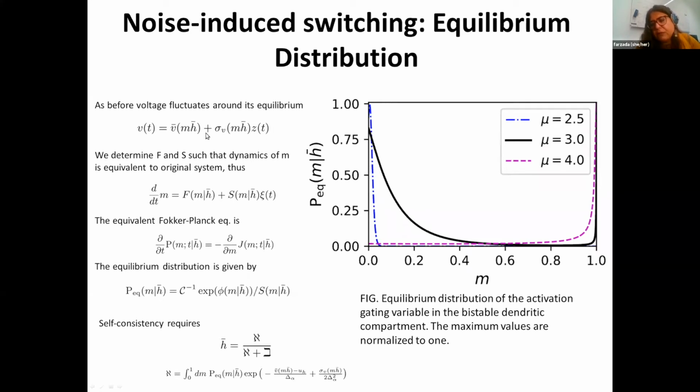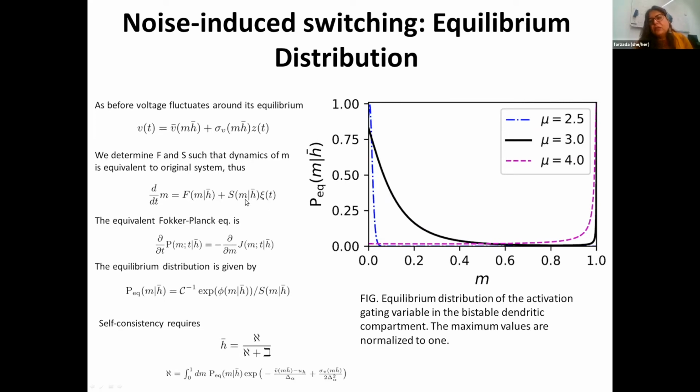We can write a kind of Langevin equation for M, just because we have the distribution of the voltage fluctuations. We can write the distribution of the voltage for that. So we can write a Langevin equation for M, which has a drift, call it F, of M given H bar. H bar we're going to calculate in a second. And S is the diffusion of M, the fluctuation of M given H bar, with Gaussian white noise.